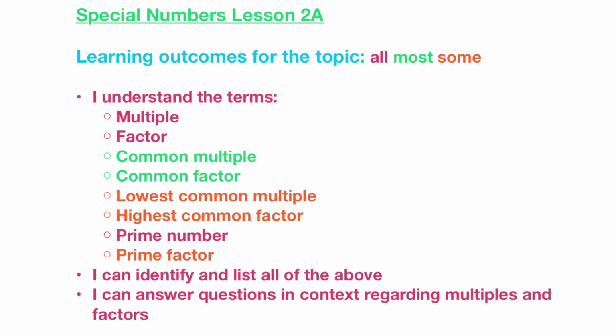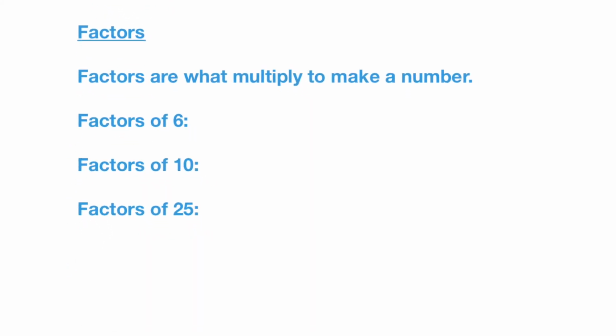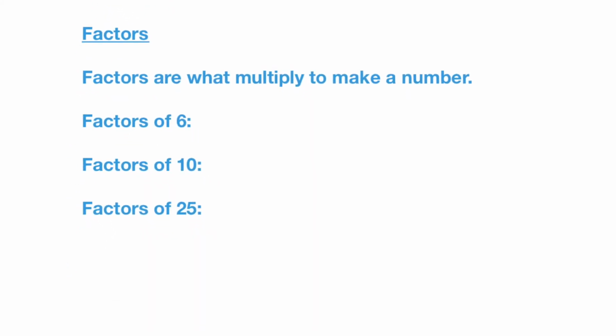Okay, so first of all, we need to understand what a factor is. Whereas multiples are the times table of a number, so the multiples of 5 are all the numbers that are in the 5 times table, or the multiples of 6 are what makes a 6 times table. Factors are the opposite. Factors are what go together to make up a number.